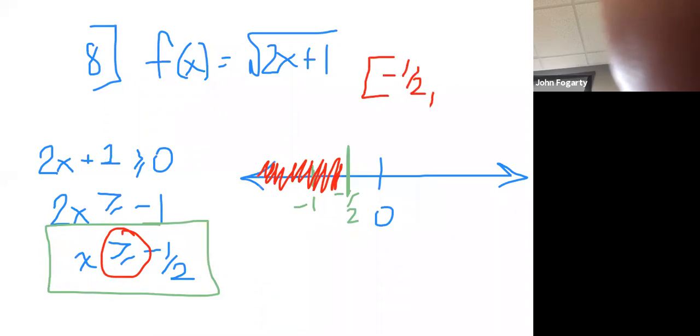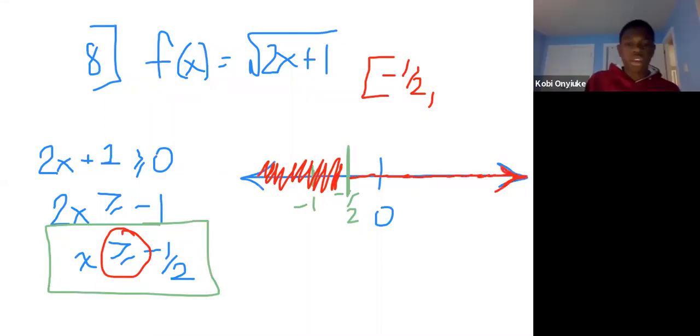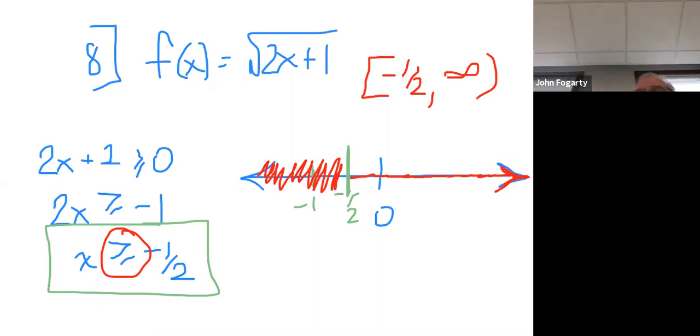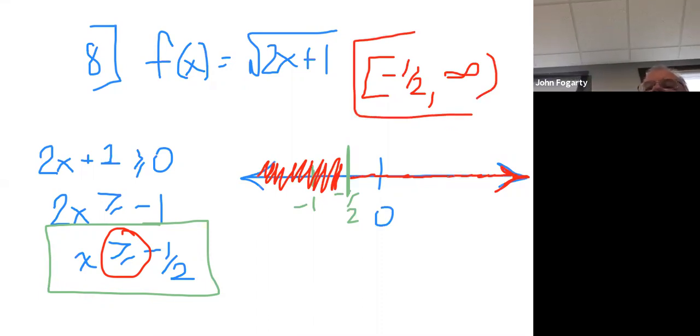And where does it go? All the way to infinity. And that, of course, you can't include because you never get there. So that's your domain in interval notation. All right? Does that make sense?